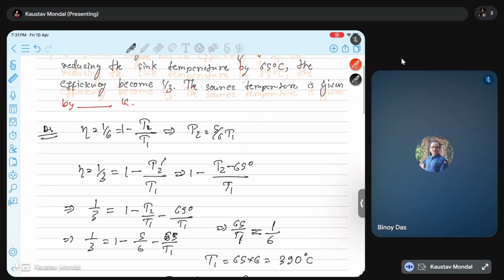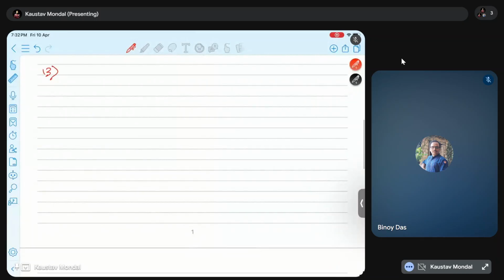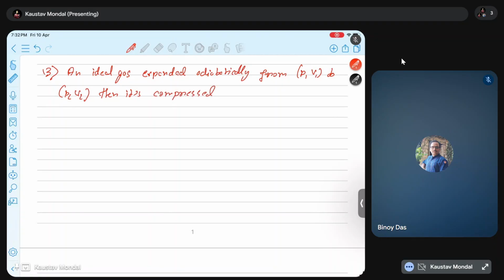Okay, so now go to the next problem. Question 13. An ideal gas is expanded adiabatically from V1 to V2, then it's compressed isobarically to P2, V1.